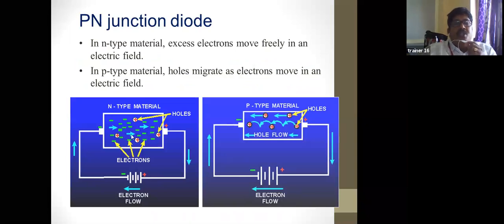The PN junction diode is nothing but P-type and N-type semiconductor sandwiched together, forming a diode. Here this is the N-type material and this is the P-type material. All of you know that N-type material has electrons and P-type material has holes, that is, a positive charge.